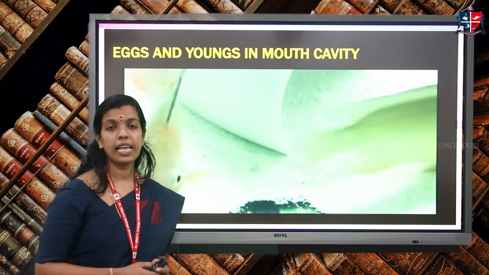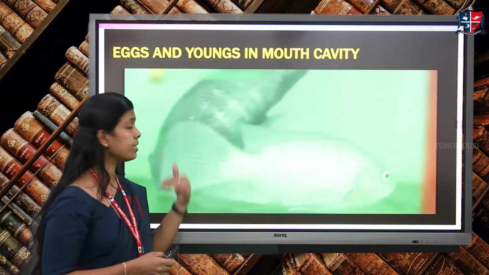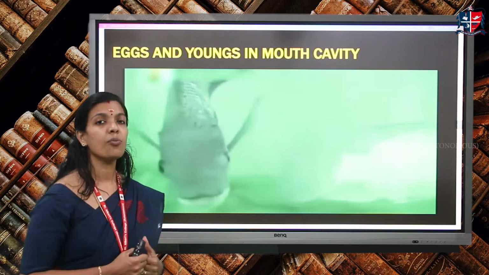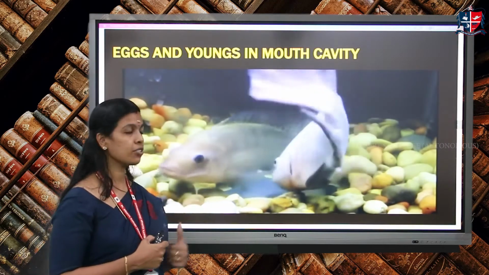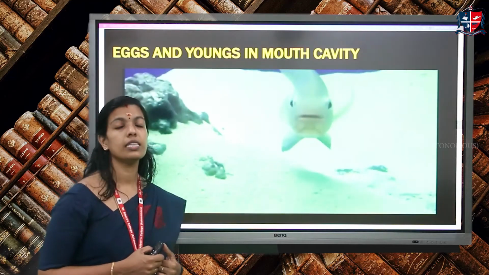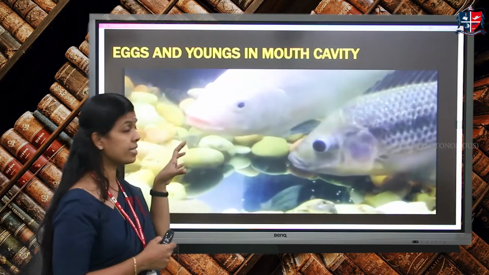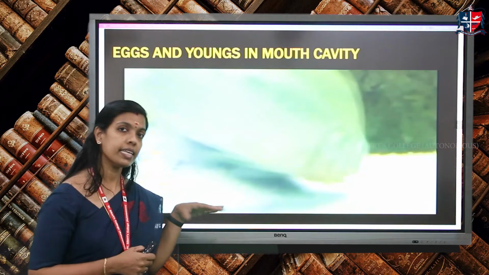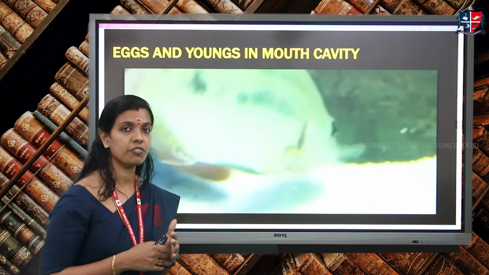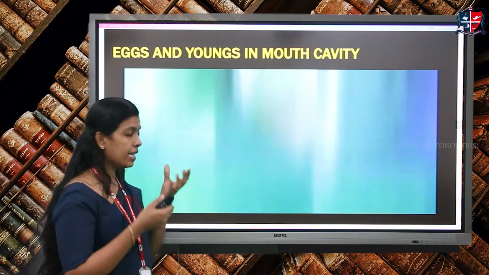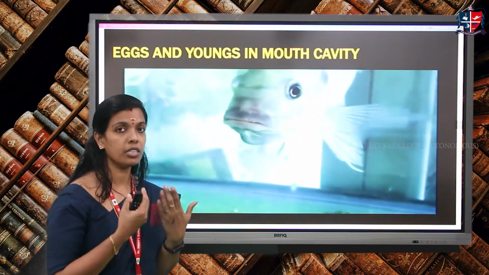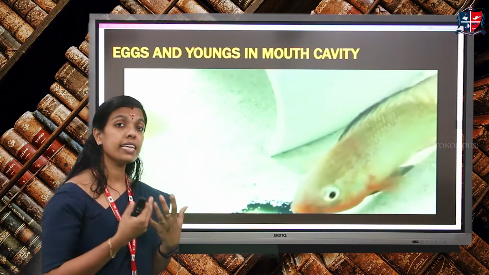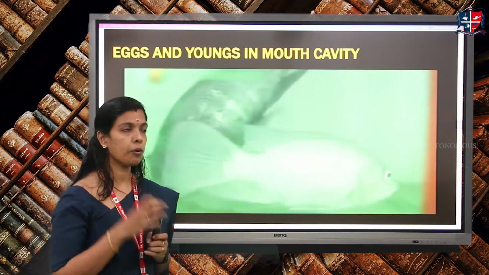The next one would be the eggs and young ones being protected inside the mouth cavity. This is a common phenomenon which at least some of you might have noted. This is actually the case with tilapia fish, wherein both the eggs and the young ones would be protected in the mouth cavity of the fish. Here the eggs would be within the cavity of the fish, and they would hatch out in the mouth cavity, and again the young ones would also be taken into the mouth cavity.